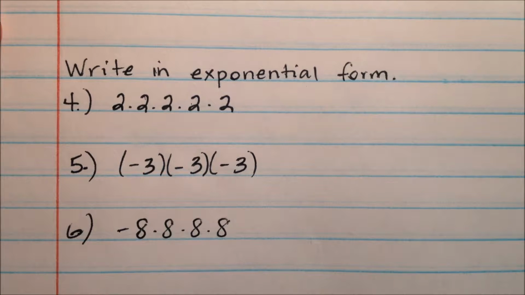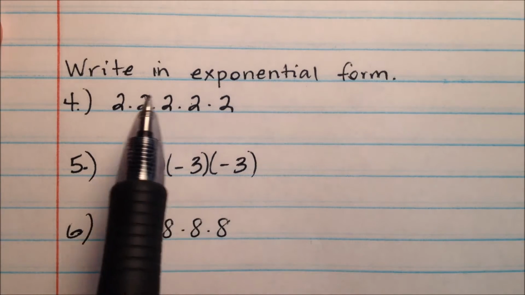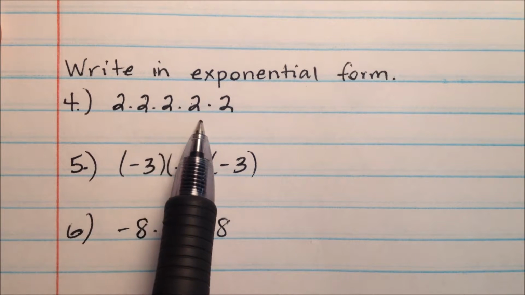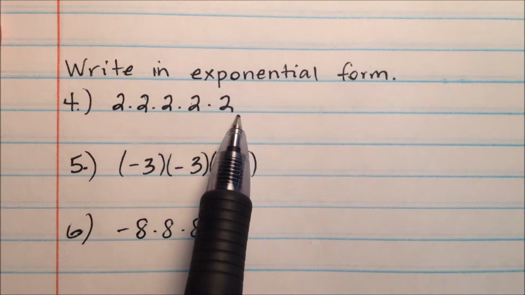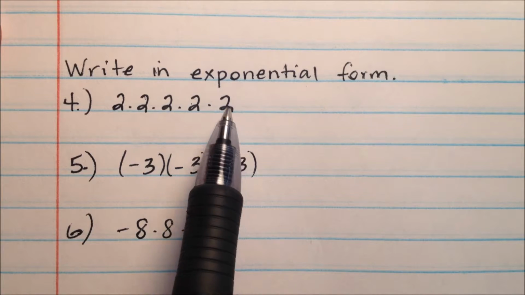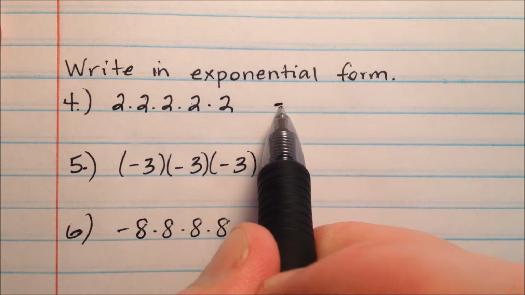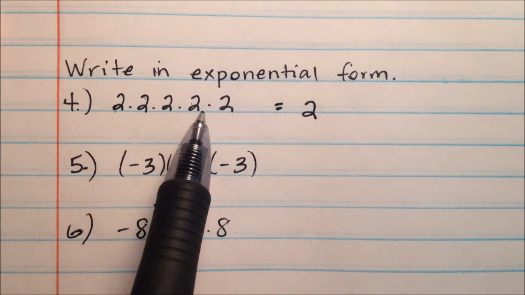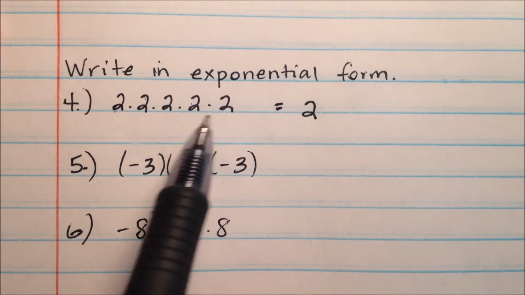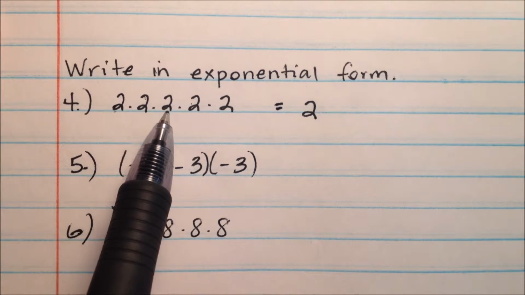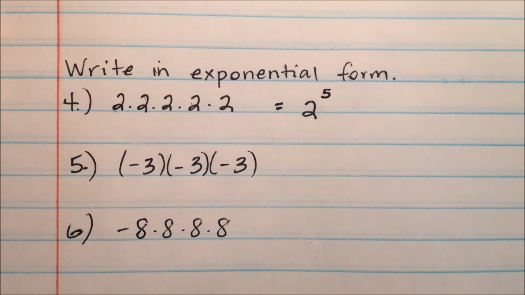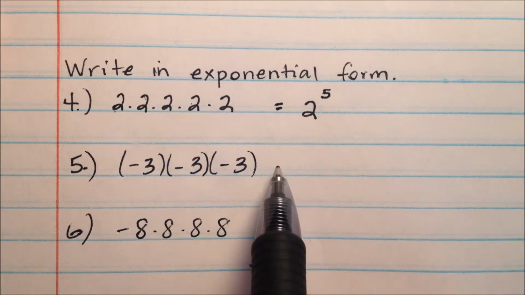For the next 3 problems, we're told to write each of these in exponential form. So right now it's written in expanded form. You have all of these numbers being multiplied together, but we want to write it as an exponent. So I know my base is 2 because 2 is the number we're multiplying over and over again. And how many times are we doing it? 1, 2, 3, 4, 5. So it's going to be 2 to the power of 5 for that first problem.